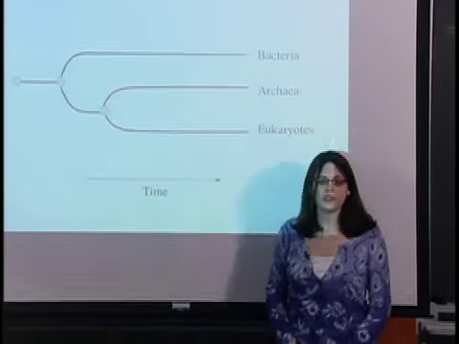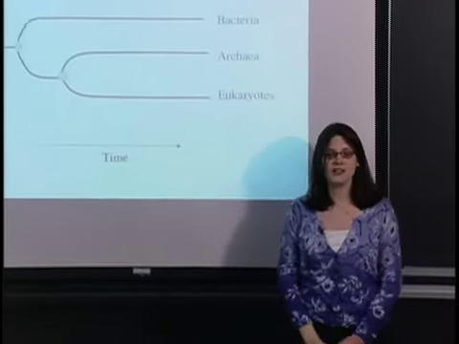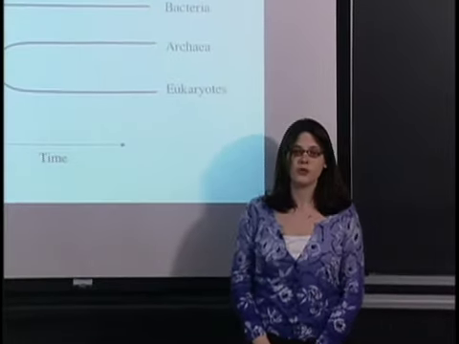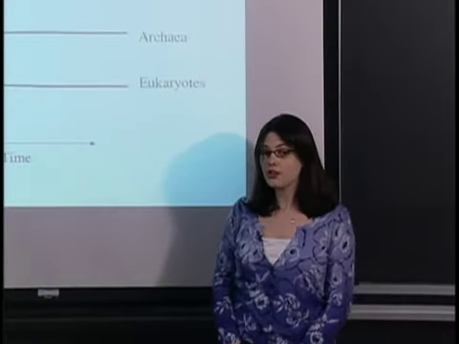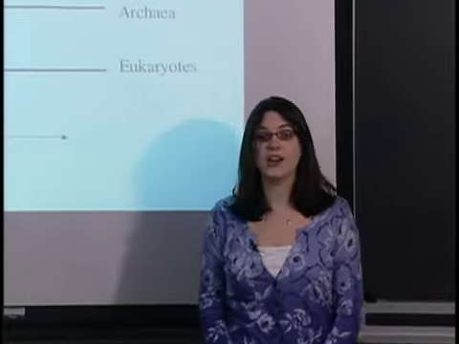So what you want to do is look at these branch lengths and ask yourself which one is shorter and which one is longer. The shorter distance was the one between archaea and eukaryotes. But the distance between archaea and bacteria was much longer. And what that is telling you is that archaea and eukaryotes are more closely related to each other, whereas archaea and bacteria are less closely related. So that's how you use one of these trees.